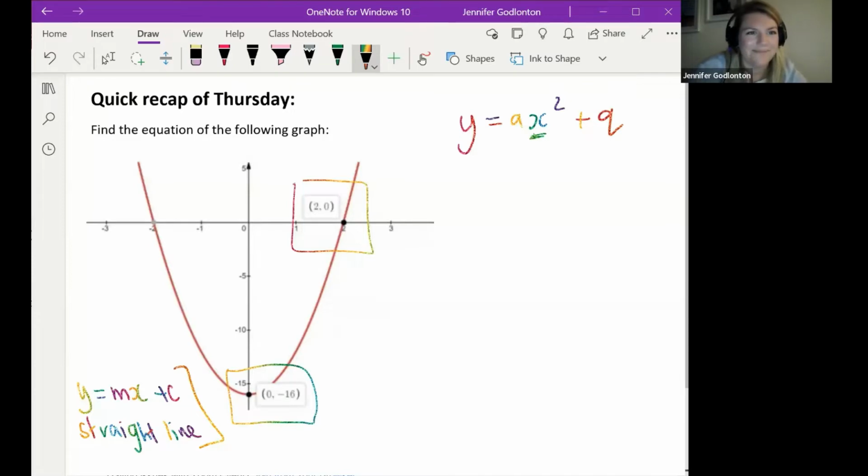Thumbs up, guys. Let's focus and get this right. What I'm asking you to do is to find the equation of this graph. So basically, I need to know what a is, and I need to know what q is.